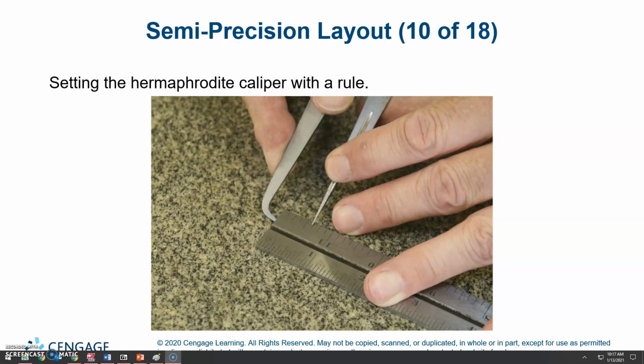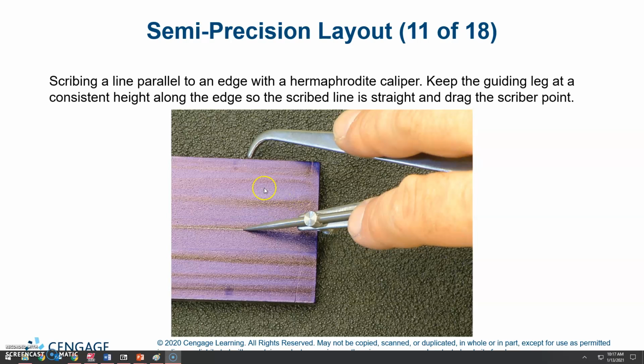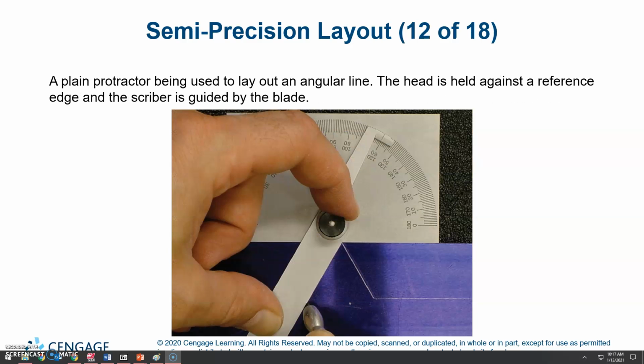Setting a hermaphrodite caliper with a rule, so you'll latch it on the end here and adjust it to whatever width you want. Then you'll scribe a line parallel to the edge with the hermaphrodite caliper, keeping the guiding leg at a constant height along the edge so the scribe line is straight, and drag the scriber point. A plane protractor being used to lay out an angular line. The head is held against the reference angle or edge and the scriber is guided by the blade.